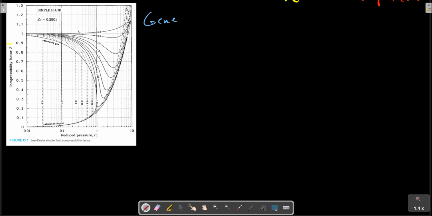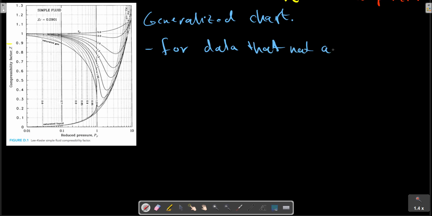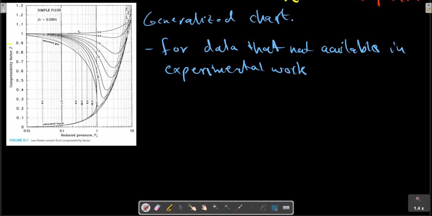So we have a generalized chart here for data that are not available in experimental work. So with the reduced PR, TR and Z, we can obtain the critical pressure and critical temperature.